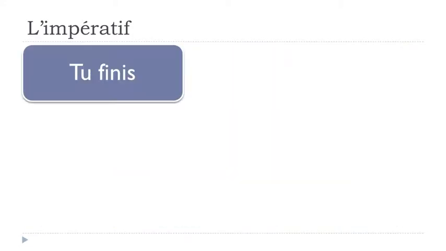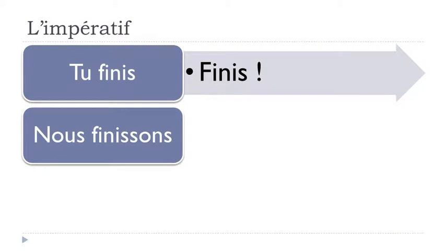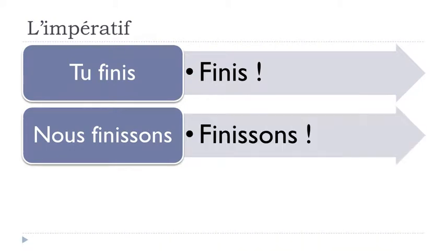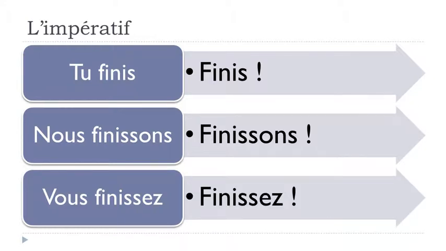So I took this finir, to end, to finish. Tu finis at the present form, and have a look, it's exactly the same form, finis. Point d'exclamation, and you take away the pronom personnel. Then nous finissons, exactly the same form, finissons. Don't forget the point d'exclamation at the end, and you take away this nous. Vous finissez, and you will get finissez.